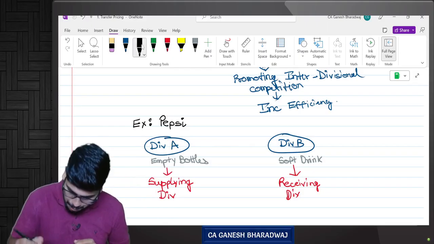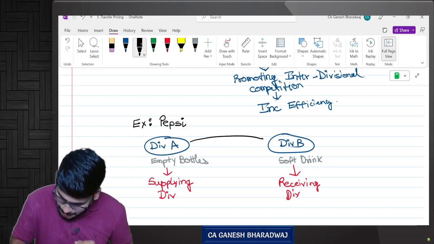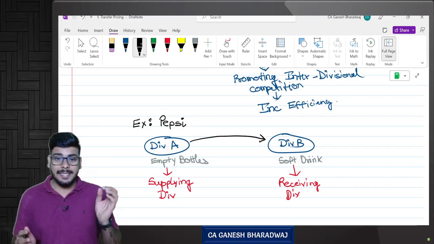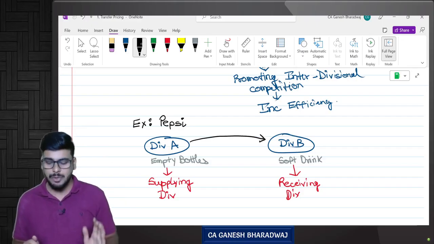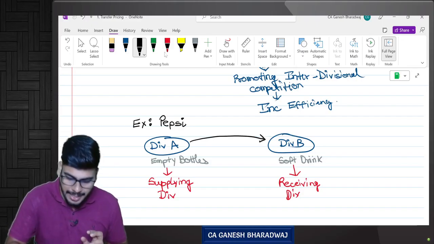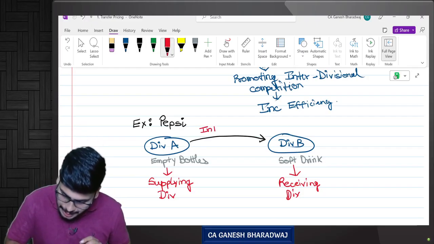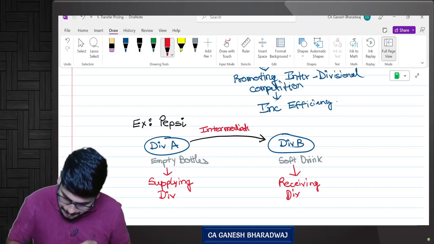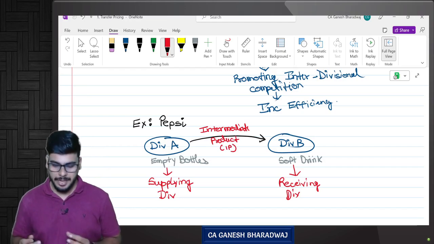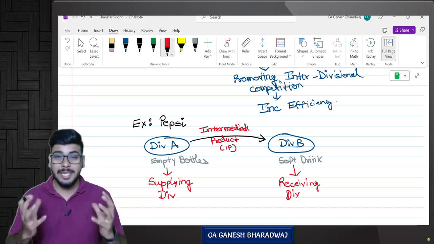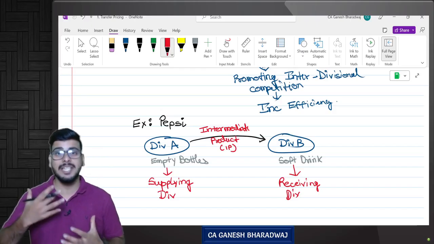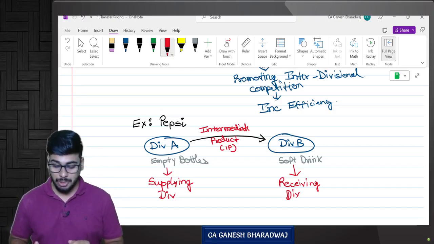And most importantly, the product that gets transferred from division A to division B is what? Empty bottles, right? That empty bottle is called an intermediate product. Look, all this example is not there in your study material. I'm just giving an example so that you can easily understand the terminologies, which will enhance your level of understanding in this particular concept.